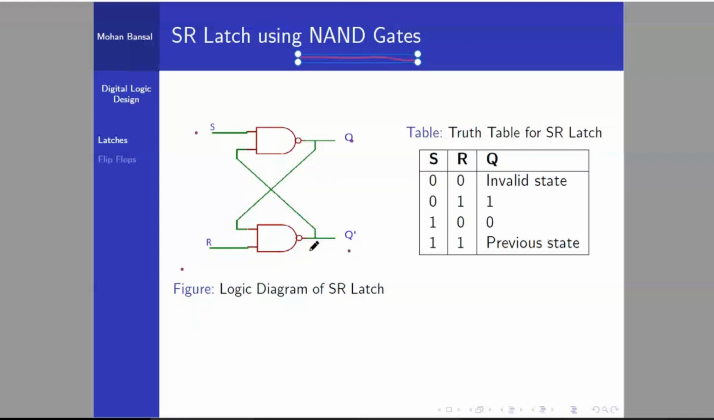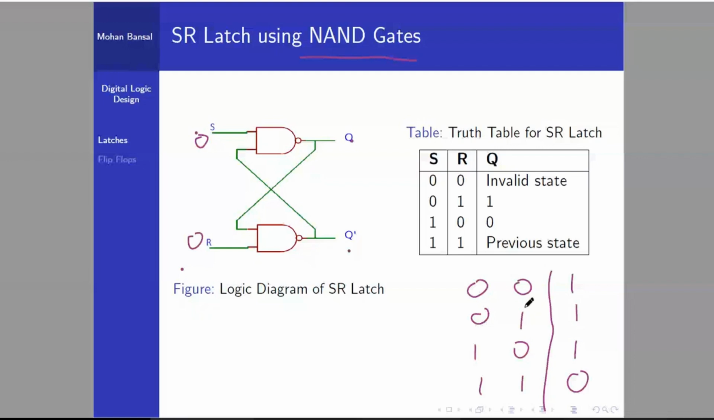Okay, so far we have seen the logic diagram of the SR latch. Now we will see, if S is 0 and R is 0, what will be the output? You know the truth table of the NAND gate: 0 0 gives 1, 0 1 gives 1, 1 0 gives 1, 1 1 gives 0. So what do we know about the NAND gate? If any input is 0, the output will be 1.